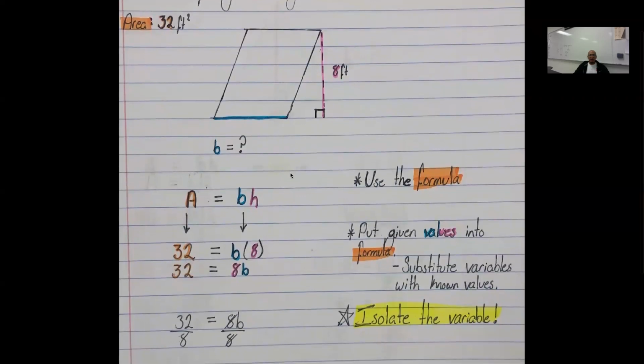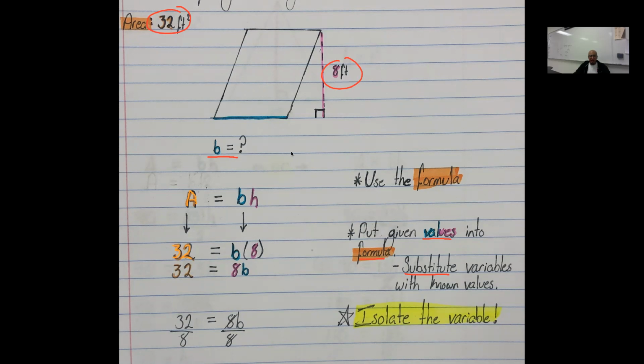And then number two, ladies and gentlemen, I'm going to put the given values into the formula. In other words, I'm going to look over here and see, what do I have? Well, I have the area, I have the height, but I do not have the base. Okay, but that doesn't matter. So I'm going to actually substitute the values into the formula. Notice my area is 32 feet. So instead of using an A, I'm going to use the actual value. I'm going to put 32 right there.